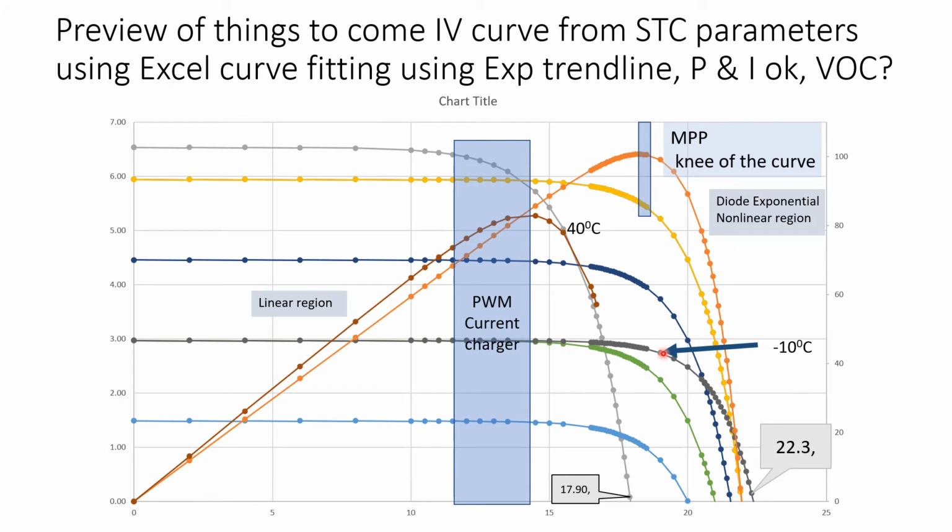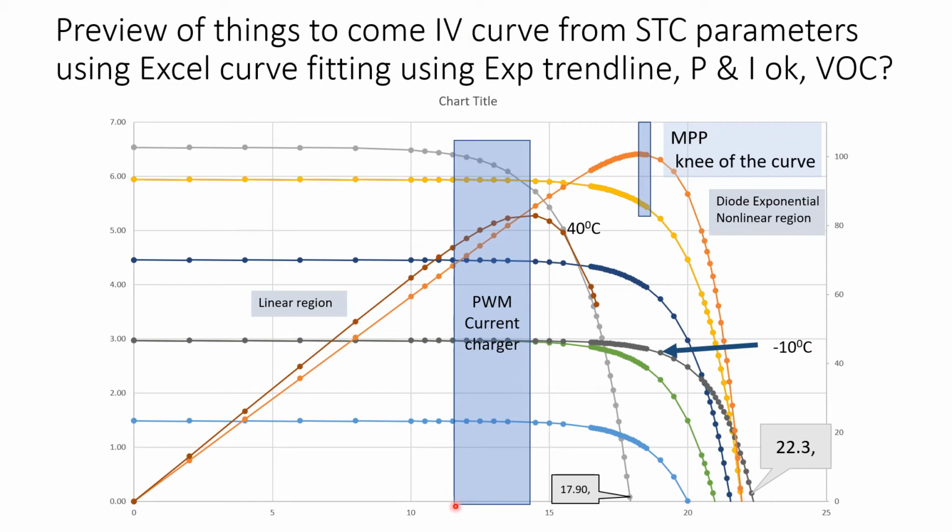Now, I haven't drawn a max power curve yet for the cold case, but my cold case is minus 10 degrees C, and the max power point is going to occur about here, and we can see that we're probably down around, let's call it 47 watts.